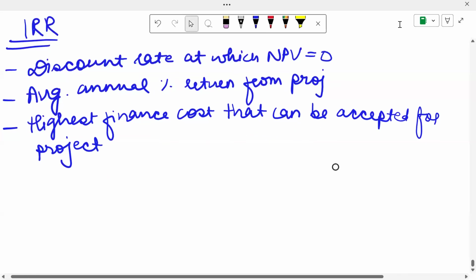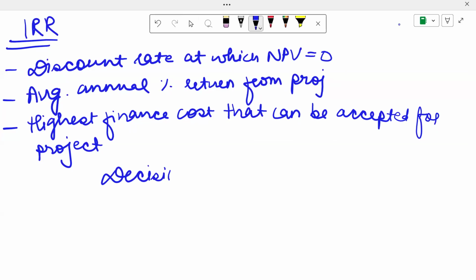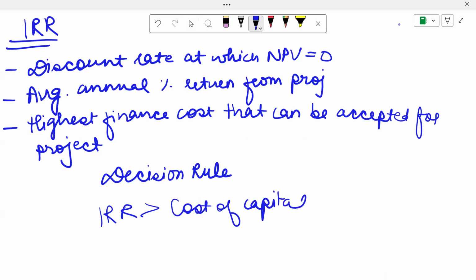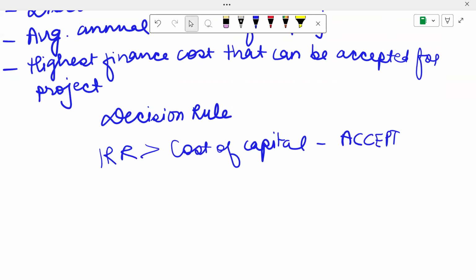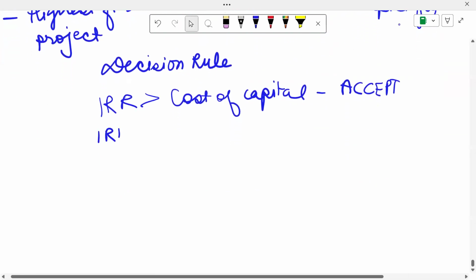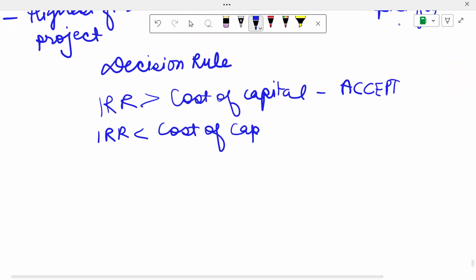Now, when it comes to the decision rule, it's a simple decision rule to follow. Decision rule is that if your IRR is greater than the cost of capital, which means the return that you're getting is greater than the cost, then you accept the project. If it's the other way around, if your IRR is lesser than your cost of capital, then you reject the project. This is how the decision rule for IRR works.